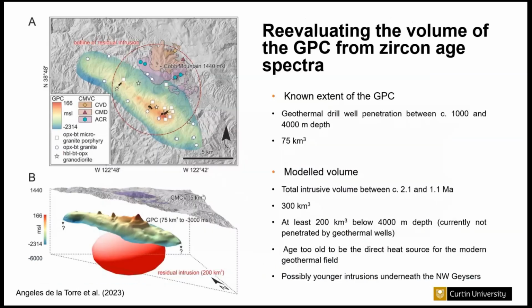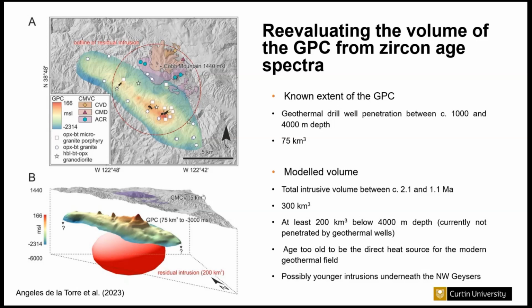So if we now take this together, what I showed you before, that this is the known extent of the Pluton, our Zircon model predicts a total volume of around 300 cubic kilometers. What is known from the drilling, the known extent of this plutonic body, is about 75 cubic kilometers. So if we subtract 75 from 300, we have a residual intrusion at depth of around 200 cubic kilometers.